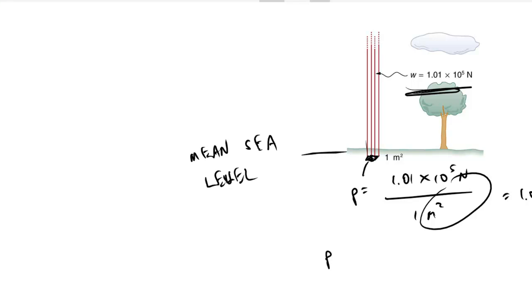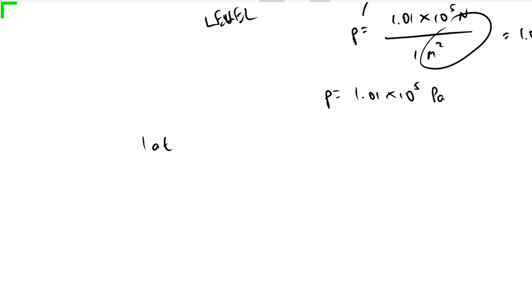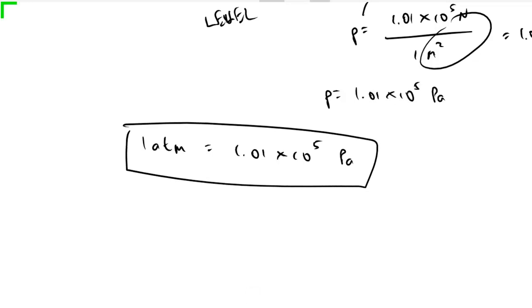So this pressure is equal to 1.01 times 10 to the 5th pascals. If it's at mean sea level, this is what we define to be atmospheric pressure. So we use for the abbreviation here, 1 atmosphere of pressure, another unit of pressure, is equal to 1.01 times 10 to the 5th pascals. This is the definition of 1 standard atmosphere of pressure. So as you're sitting here, if you're at sea level and you're watching this video, that is the pressure which you feel on you. 101,000 pascals. That's 1 atmosphere.